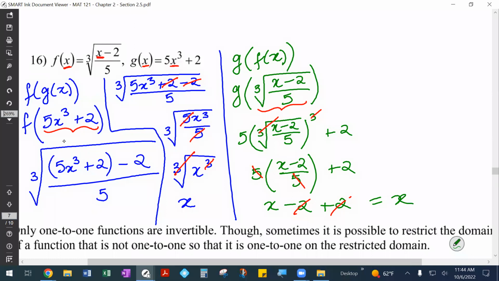So either composition f of g or g of f should give you the same result of x, because that is what we call your identity function. And if you have that, they are inverses of each other.